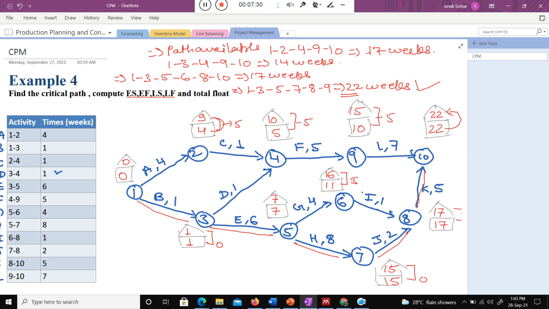But sometimes the question is like that: just calculate the critical path. Okay, so there is the easiest way. Just put all the paths with their respective times, and the path with the maximum time duration is the critical path. Okay, so here 22 weeks, this is the critical path.